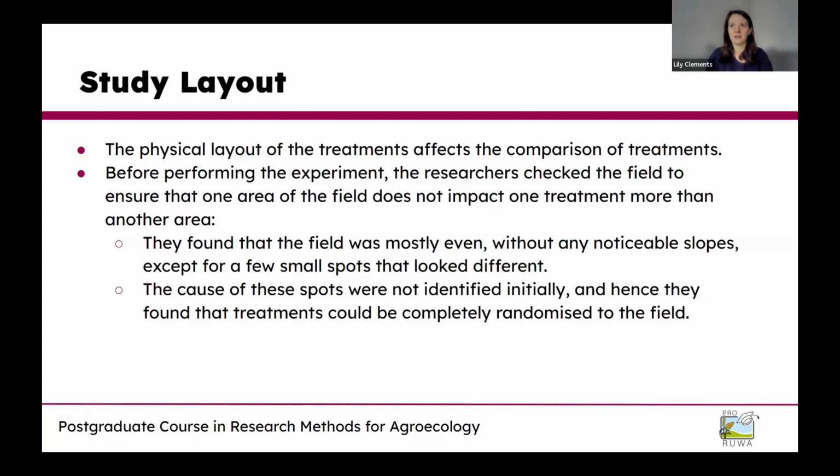And they found that overall the field's mostly even. There's no noticeable slopes, except for a few spots which looked a little bit different. Initially, the cause of these spots was not identified. And hence, they decided that the treatments could be completely randomized in the field.